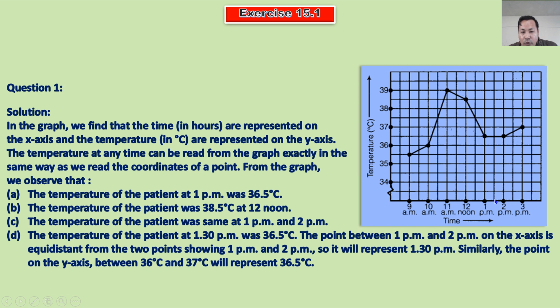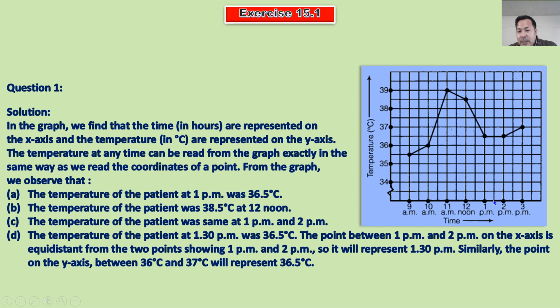So if you go through this and see what the temperature is at this particular hour, there is one particular time, that is 1:30 p.m., where the temperature will be 36.5. Yes, 36.5 degrees Celsius, isn't it? Then the point between 1 p.m. and 2 p.m. on the x-axis is equidistant from the 2 points showing 1 p.m. and 2 p.m. So it will represent 1:30 p.m.